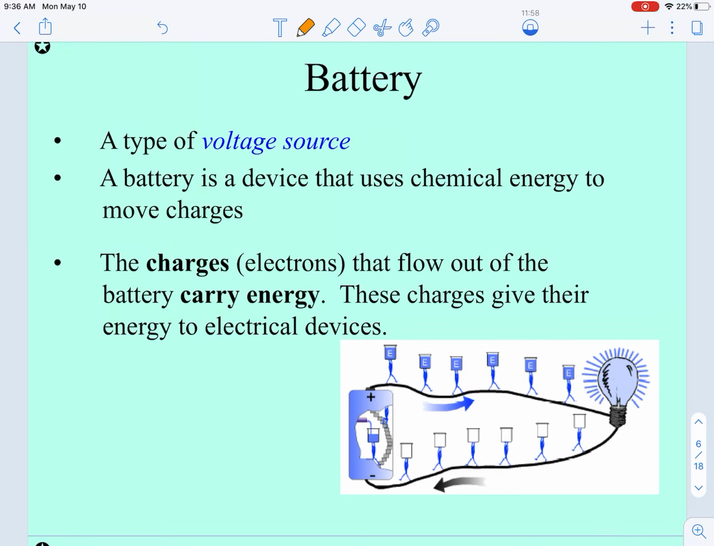Now, I've already talked about batteries a little bit, but let's go ahead and make sure that we are clear here. A battery is a voltage source. If you see this question on a quiz or a test, please do not tell me that a battery provides power. That is not what it does. Remember, power is a ratio of work over time. This is a voltage source. This is the reason for the potential energy difference that causes the electrons to move.